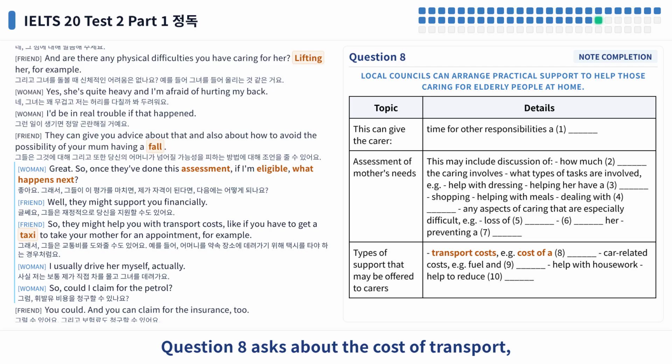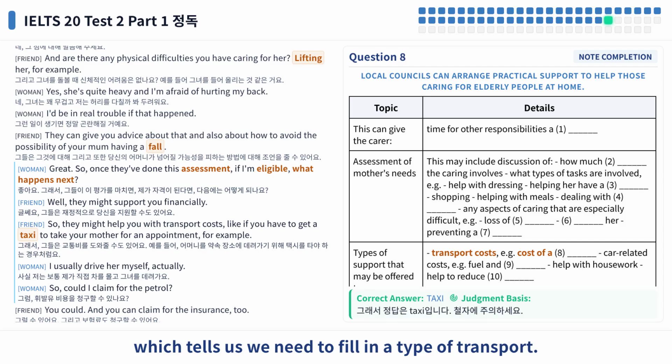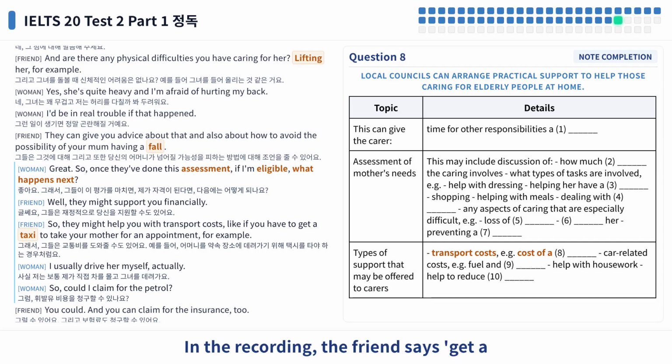Question 8 asks about the cost of transport. Specifically, which type of transport? The clue in the question is cost of A, which tells us we need to fill in a type of transport. In the recording, the friend says, "Get a taxi," which directly gives us the answer. So the answer is taxi. Please pay attention to the spelling.